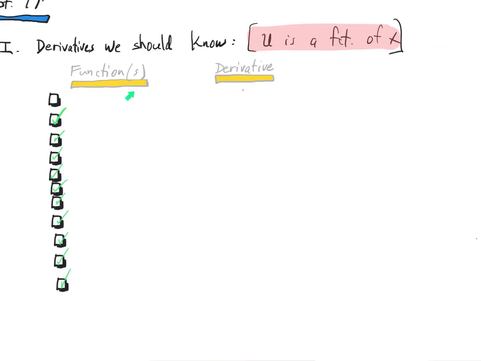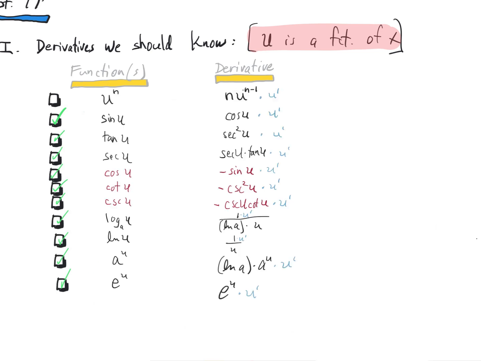So now we're going to take a look at our derivative formulas, but when it's in terms of another function of x. So these will be using the chain rule. It's just the same formulas that we know, but with the chain rule, if u is a function of x, we have to multiply by u prime of x.